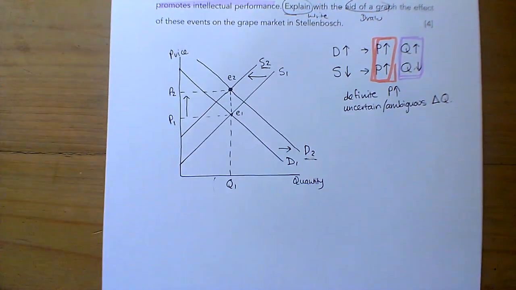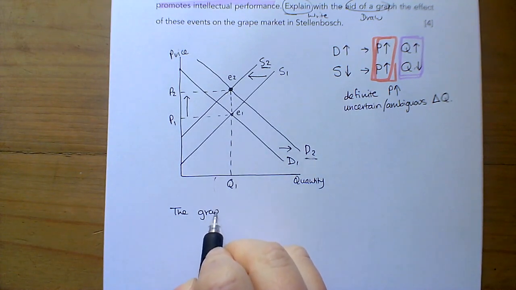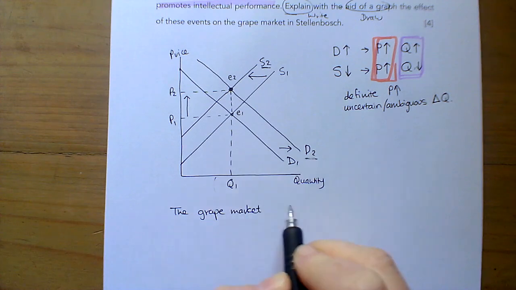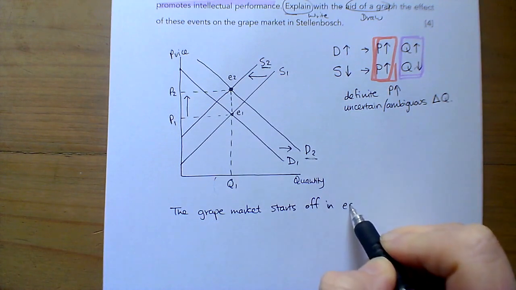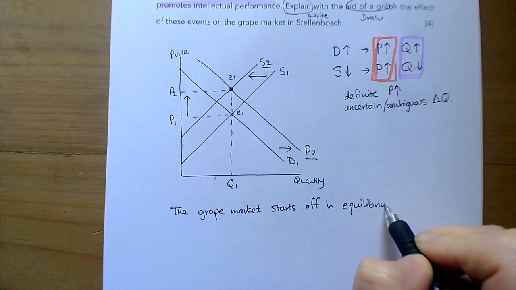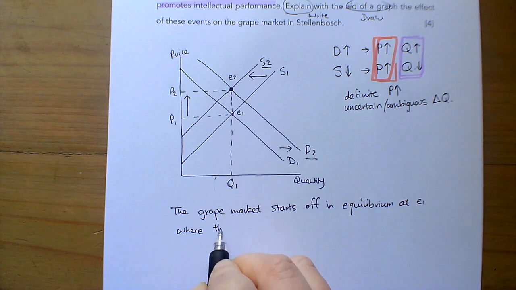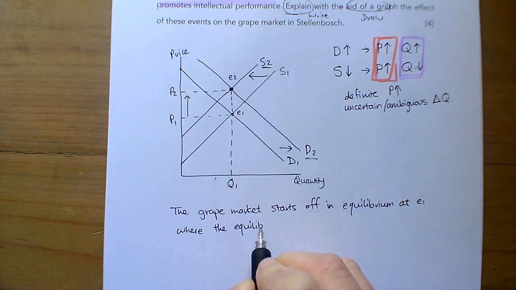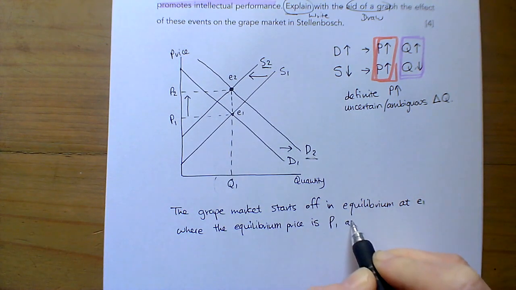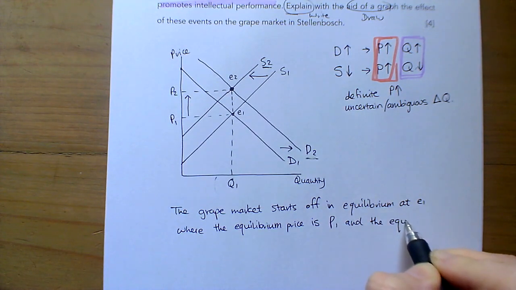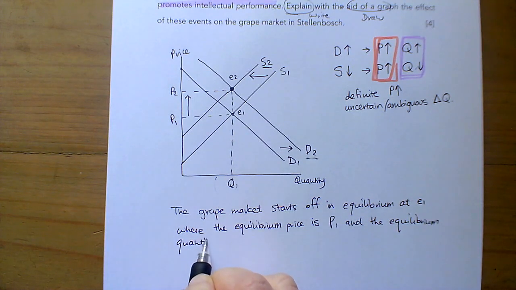So if we go to the explanation for this picture, what I would say is that the grape market starts off in equilibrium at E1, where the equilibrium price is P1 and the equilibrium quantity is Q1.